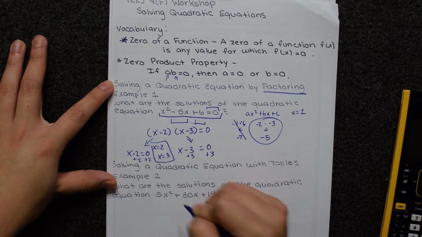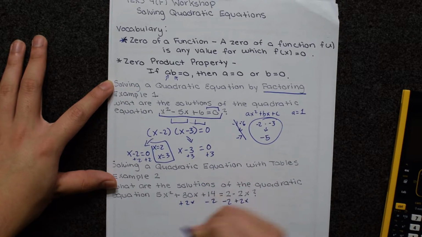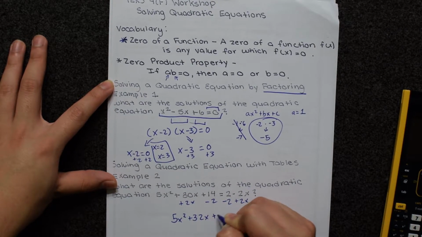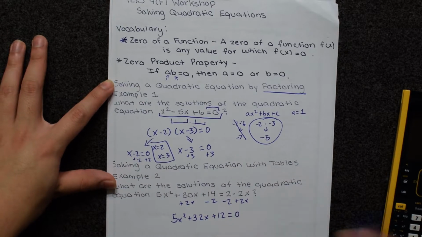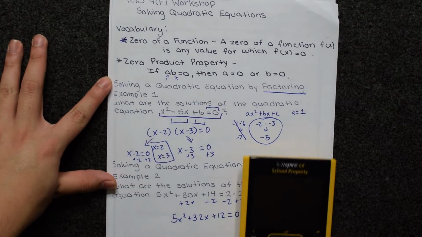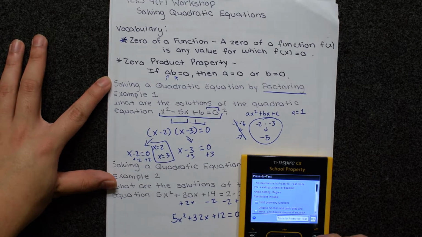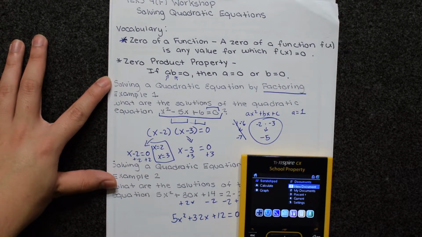So minus 2 here, plus 2x, I get 5x squared plus 32x plus 12 is equal to 0. Once I have that, ladies and gentlemen, I can go ahead and plug it into my calculator. I'm going to turn this on and go to New Document.